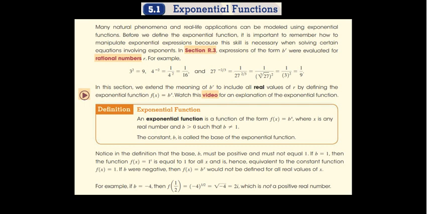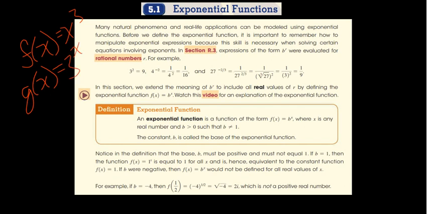The definition of an exponential function is a function of the form f of x equals b to the x power, where x is any real number and our base b is greater than 0 and is not going to be 1. The difference between an equation that looks something like this and an equation looking something like this is that in order for it to be an exponential function, we must have the exponent be the variable. That's what makes these exponential functions.